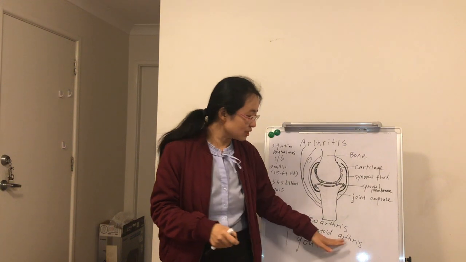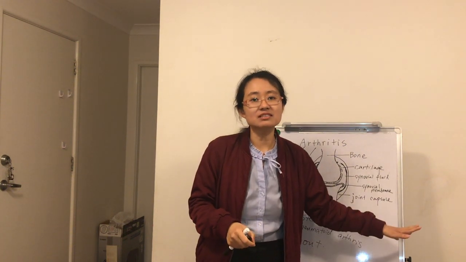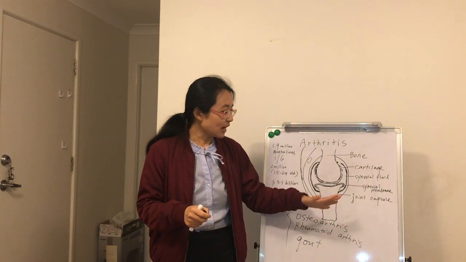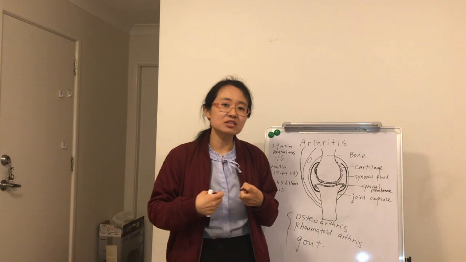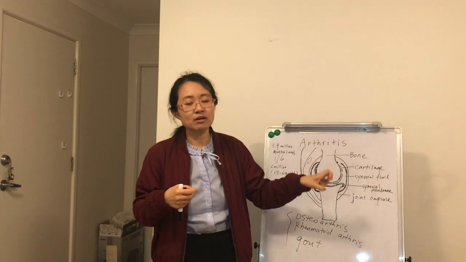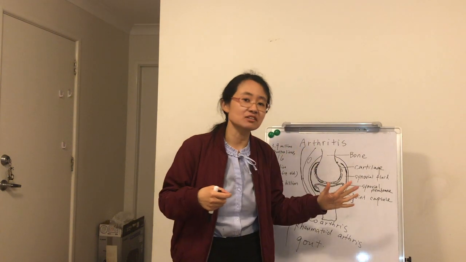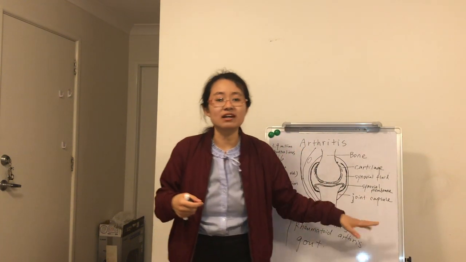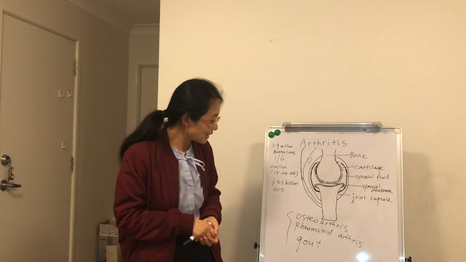So rheumatoid arthritis is an autoimmune disease which could attack all people of all different ages. It is caused by your own immunity attacking your own joint and breaking down your cartilage in a short period of time, and it's more serious than osteoarthritis. So hopefully you can understand this.